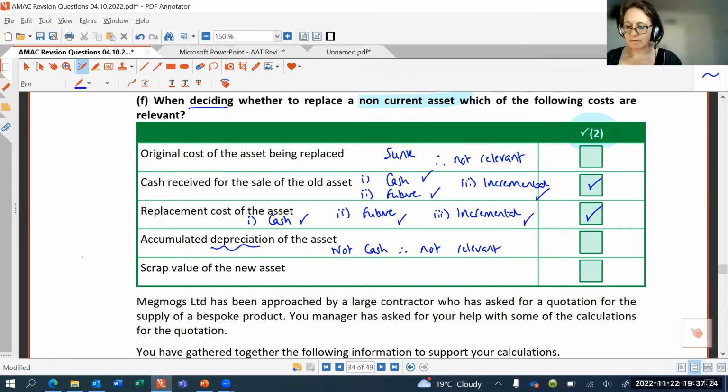So if there's two correct answers, I'm pretty sure I've got both of those now. So that would be relevant maybe in the future, but it is not relevant now. It's not a cash flow now. It could be in many years' time. Okay.